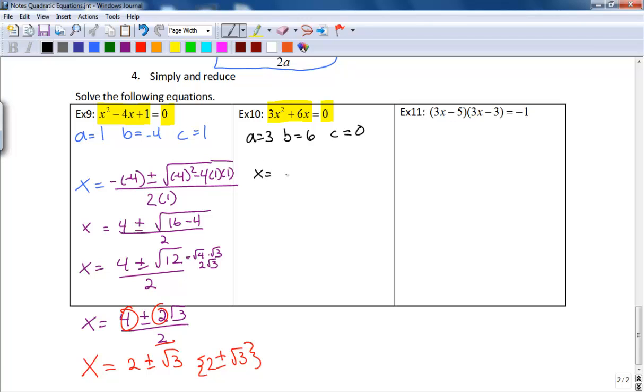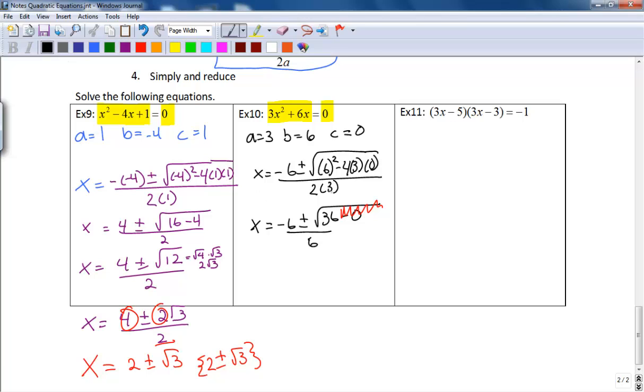So I have x is equal to negative b, so negative 6, plus or minus the square root of b squared, so 6 squared, minus 4 times a, which is 3, times c, which is 0, all over 2 times a, which is 2 times 3. Keep working this. X is equal to negative 6 plus or minus the square root. Well, 6 squared is 36, and 4 times 3 times 0 is 0, so really you have minus 0. But do I need to write that? No, because anything minus 0 is just itself. And this is going to be all over 6. 2 times 3 is 6.